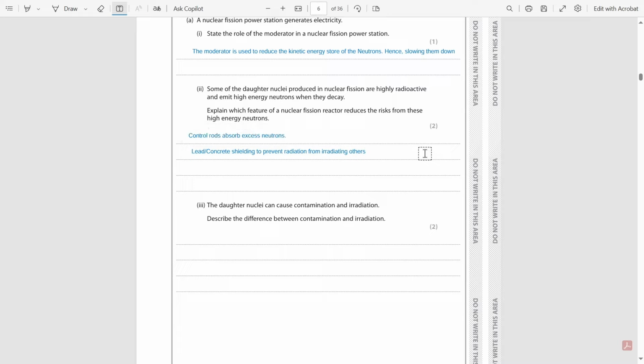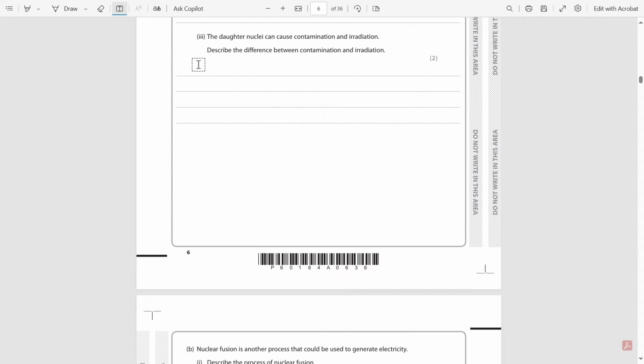Okay, the daughter nuclei can cause contamination and irradiation. State the difference between contamination and irradiation. Well, we should start with contamination first. Contamination is when a non-radioactive object comes into contact with a radioactive material.